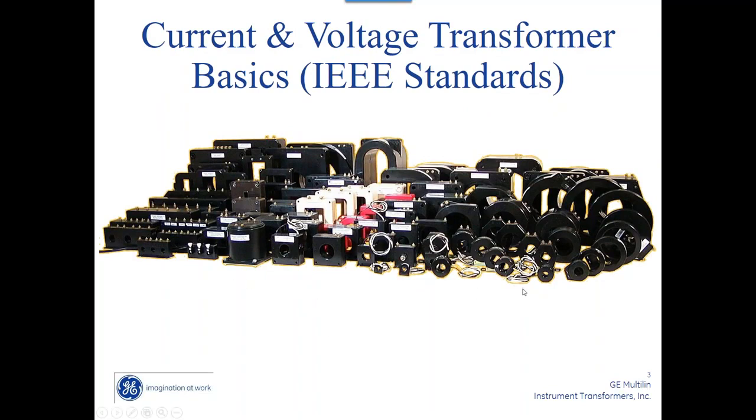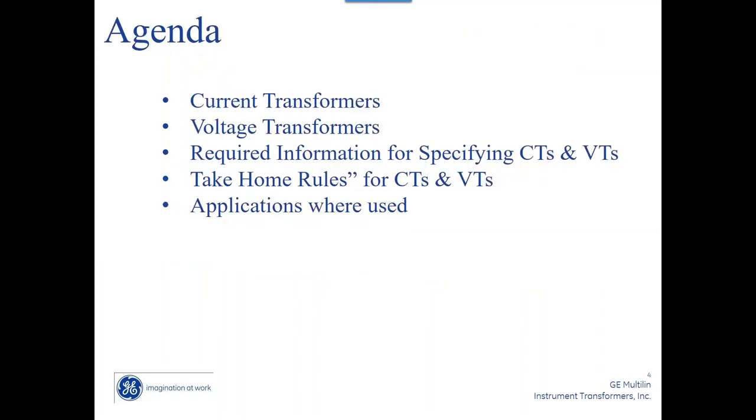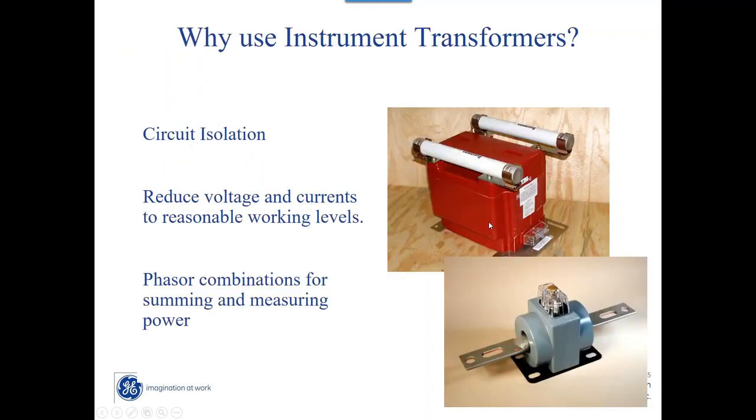We're representatives for GE ITI. Here's just a smattering of all the different types of CTs and PTs and current transformers that they make. There's a huge selection, and what I found is there's probably about 10 different CTs you could use for the same application. Here's my agenda for today. I'm going to talk about current transformers, voltage transformers, and some information you need to specify them. I've got about 7 or 8 take-home rules, and then applications where you use them, if I've got time to get into that.